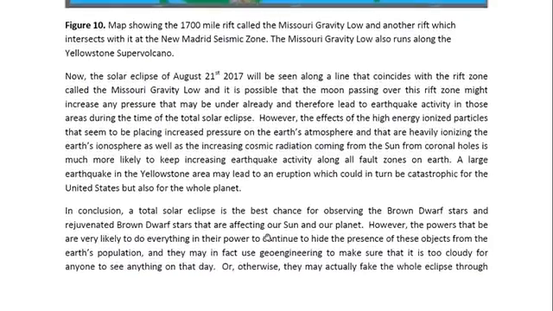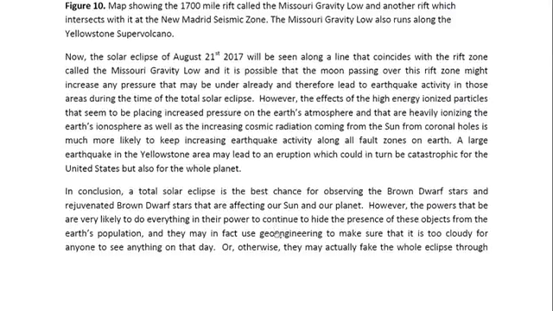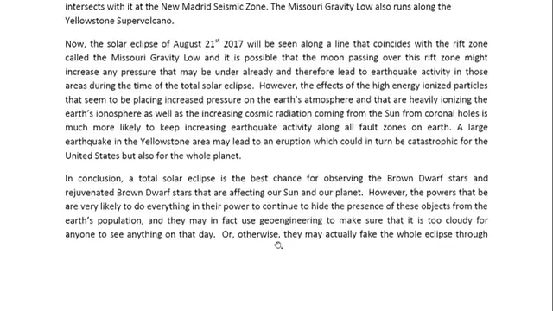So, in conclusion, a total solar eclipse is the best chance for observing the brown dwarf stars if we actually were to get a solar eclipse. And we would have large numbers of people looking up at the sky, and maybe a large number of people would notice the objects that are surrounding the sun. However, I would think that the powers that be would try to do everything in their power to hide this from the Earth's population, and they will use anything that they have at their disposal, like geoengineering, which they have been using all the time anyway.